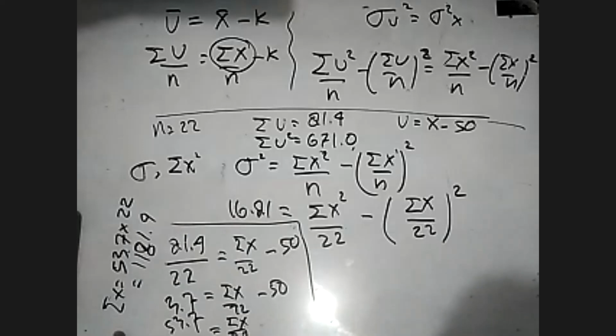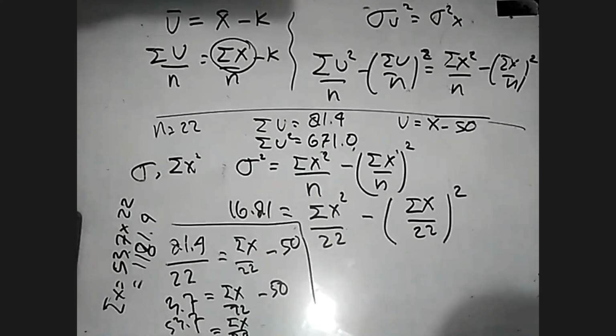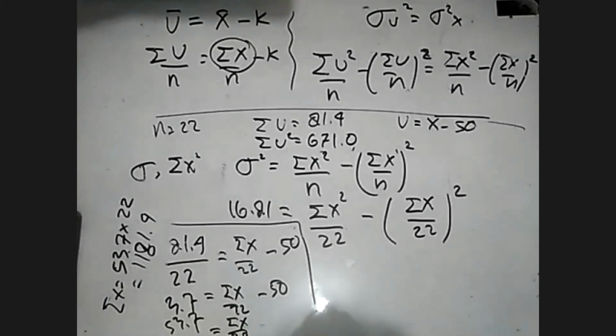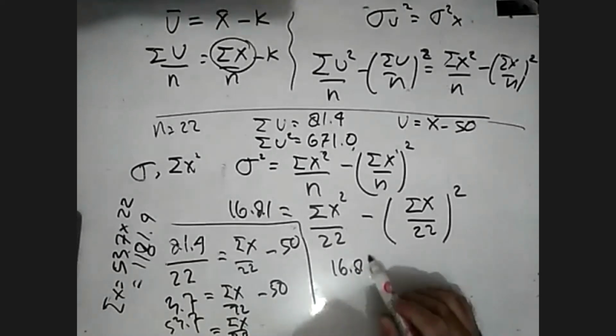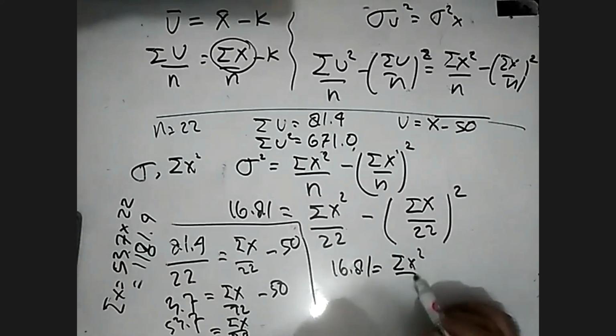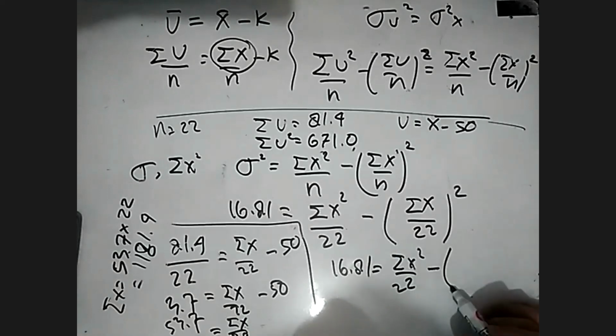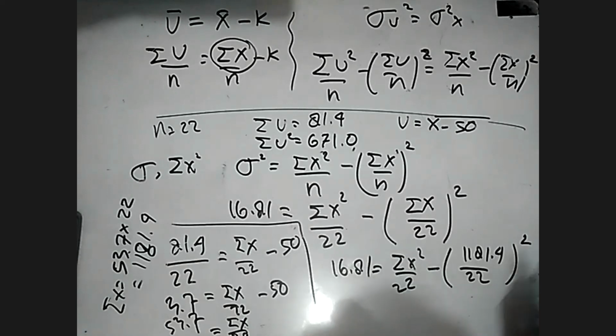We can put them there. Now we have everything, and write them here. 16.81 is sum of the x squared over 22 minus bracket 1181.4 over 22 squared. Back to Andra. Please calculate sigma x squared.